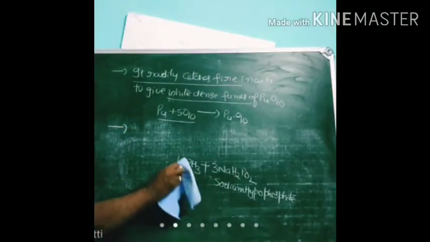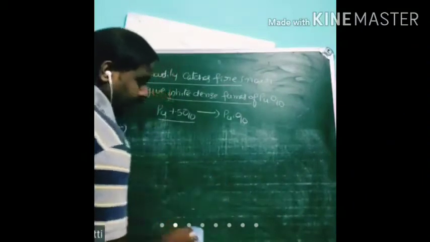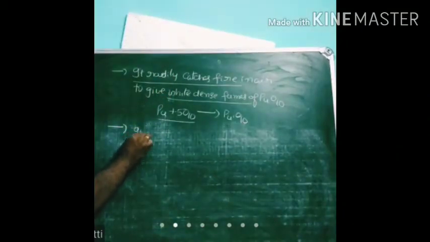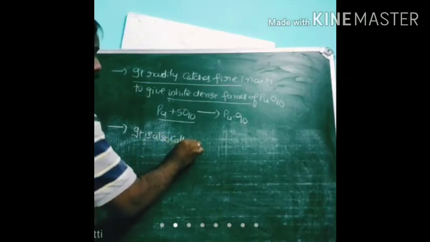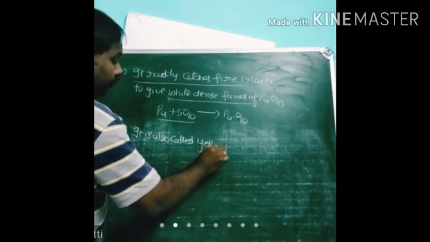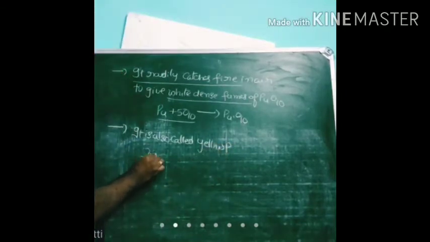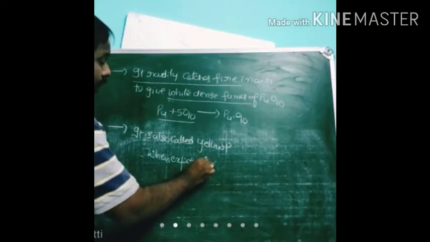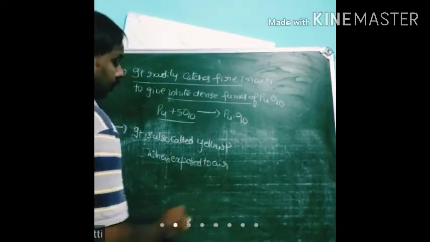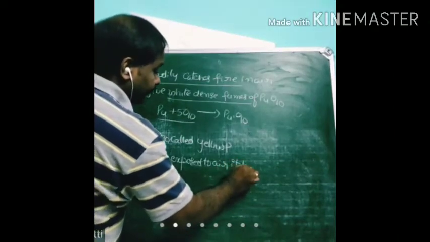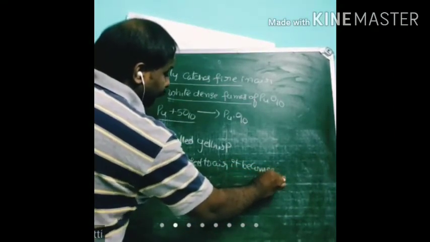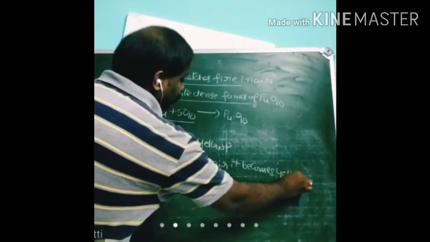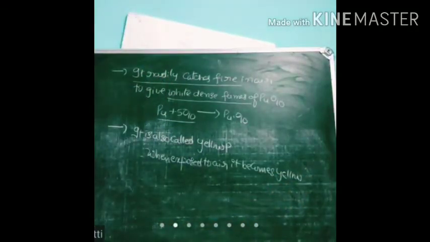It is also called yellow phosphorus. Other name for white phosphorus, it is also called yellow phosphorus. Why it is called yellow phosphorus? Because when exposed to air, it becomes yellow. Because of that reason, it is also called yellow phosphorus.